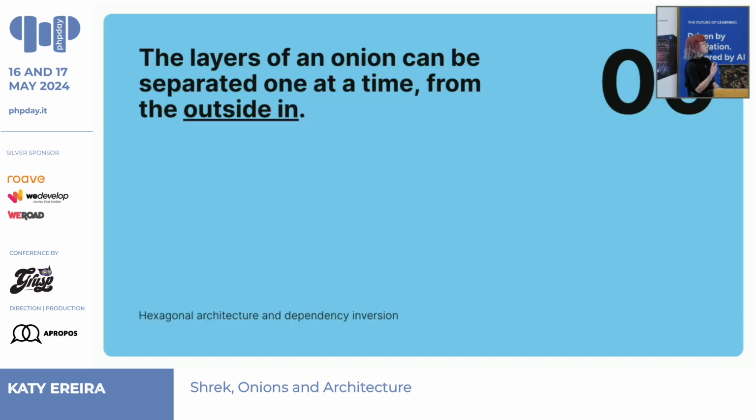So what you notice about an onion is that it has lots of layers, and you start from the outside, and you can peel off the individual layers. You've got the outer skin, and then you can just keep peeling until you've got a little stub. And I'm going to use this analogy to explain hexagonal architecture and the dependency inversion principle.